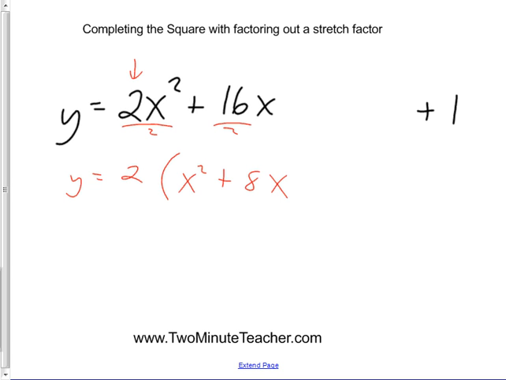Half of the 8 is 4. 4 squared is 16. Now, because I just did a plus 16 there, and this makes my little part that squares nicely, I got to remember to put a minus 16 there to cancel it out. And then this plus 1 drops down.